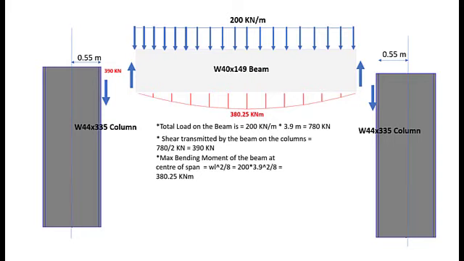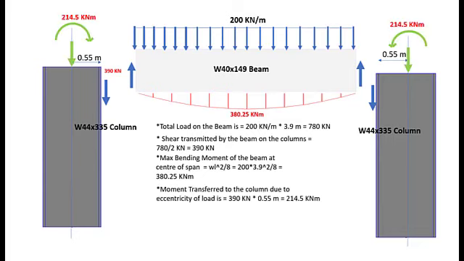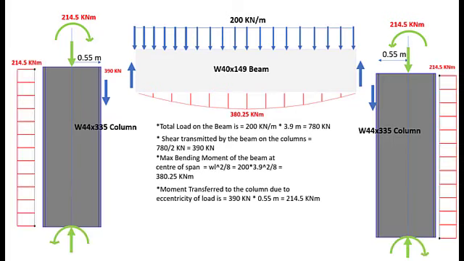And now we can see that the beam shear transferred to the column is acting at a distance of 0.55 meters from the center of the column, and thus this force will be converted to an axial load of 390 kilonewtons and a moment of 214.5 kilonewton meter on the columns. Establishing the free body diagram of the column section, we would get the uniform bending moment of 214.5 kilonewton meter throughout the section of column elements.